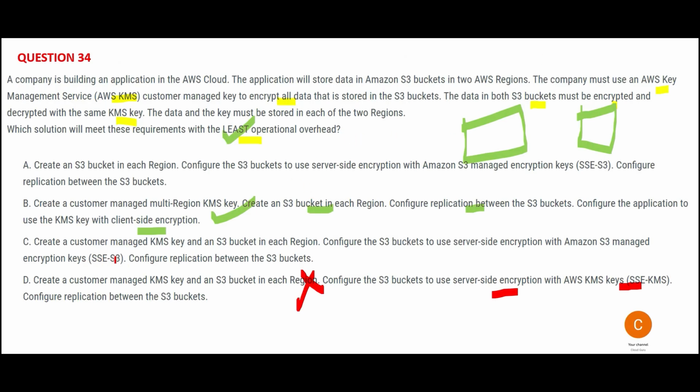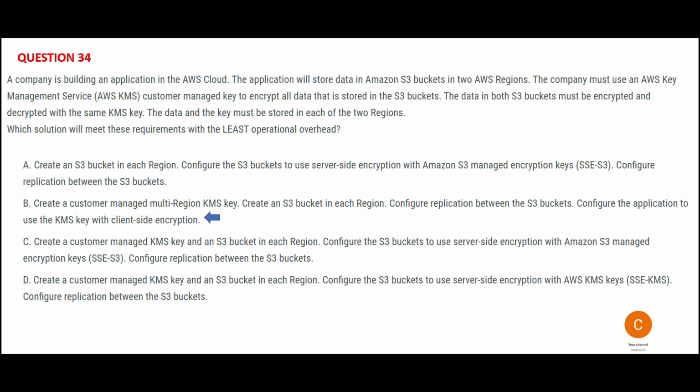If you use option C, it is again the same one. It is using server-side encryption for S3 buckets. This will not work. And A is again making use of server-side encryption. This will not work. We have to use KMS client-side encryption and multi-region. Multi-region is the key here. So this would be my final answer.